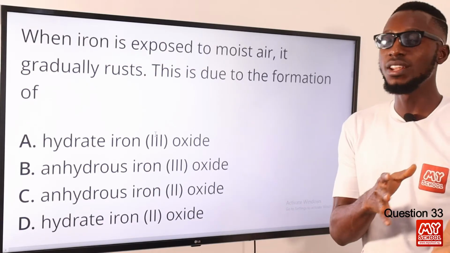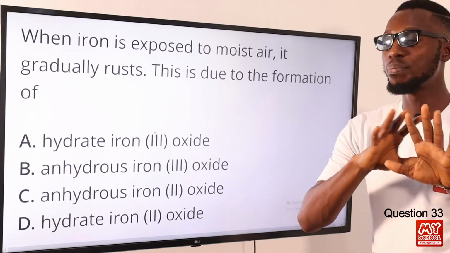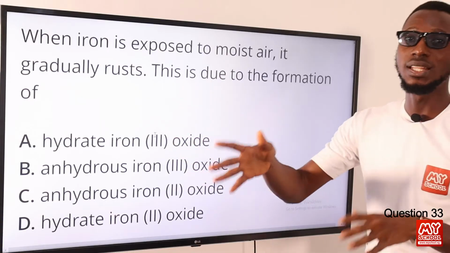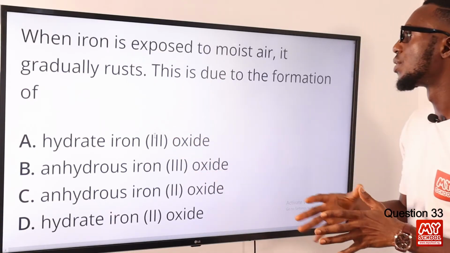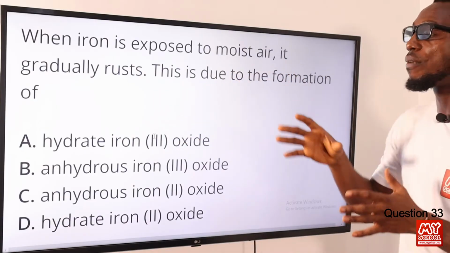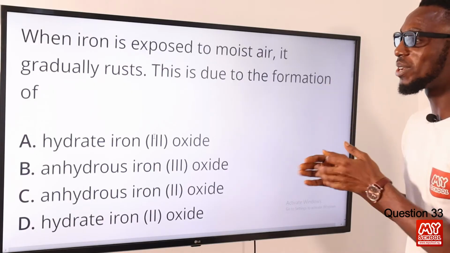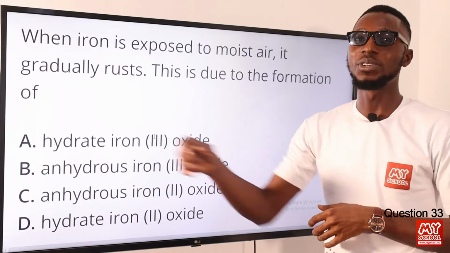Just like burning, rusting of iron and burning are both oxidation processes, even though rusting is slower. So what we see as rust is due to the formation of hydrated iron(III) oxide. So the correct option here is option A.